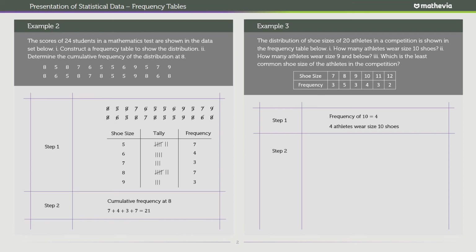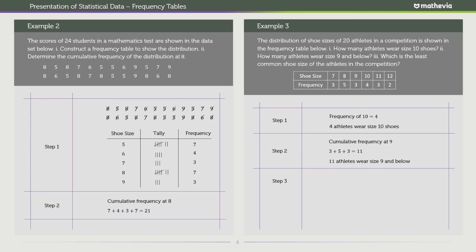Now, the next question is how many athletes wear size 9 and below. So we just work up the frequency. It's asking how many athletes wear size 9, size 8, and size 7, so you just sum up the frequencies there. Cumulative frequency at 9. So you have 3 plus 5 plus 3, and that gives you 11. So 11 athletes wear size 9 and below.